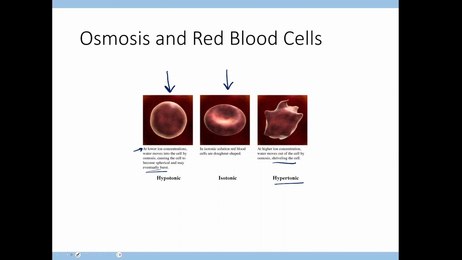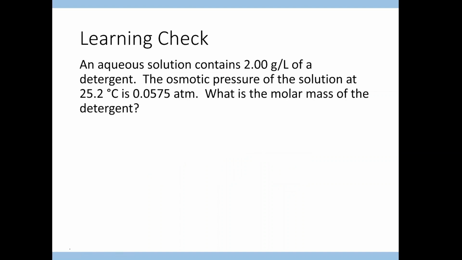Okay, let's do a learning check related to osmotic pressure. So we have an aqueous solution with 2.00 grams per liter of a detergent. The osmotic pressure of the solution at 25.2 degrees Celsius is 0.0757 atm. We're looking for the molar mass of the solution.